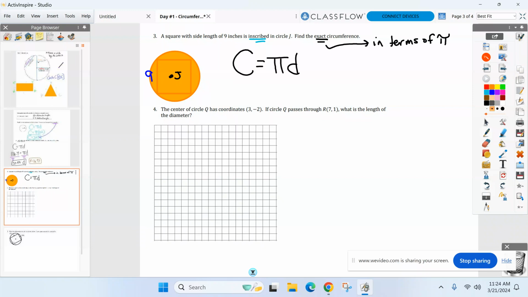Matt, you better use your big boy words. Diagonal. Of what? Square. Okay, everyone agree. The diagonal of the square is equal to the diameter of circle J. Yes. All right. So let me draw that one in. We have a plan. I get excited. We have a plan.